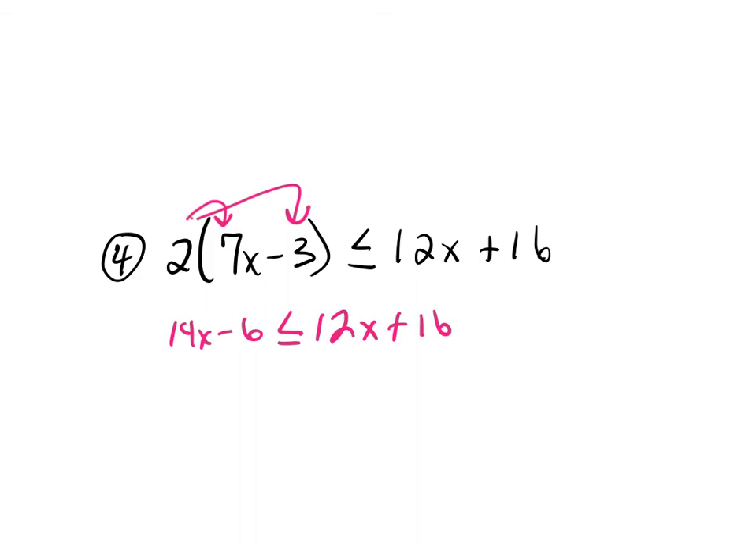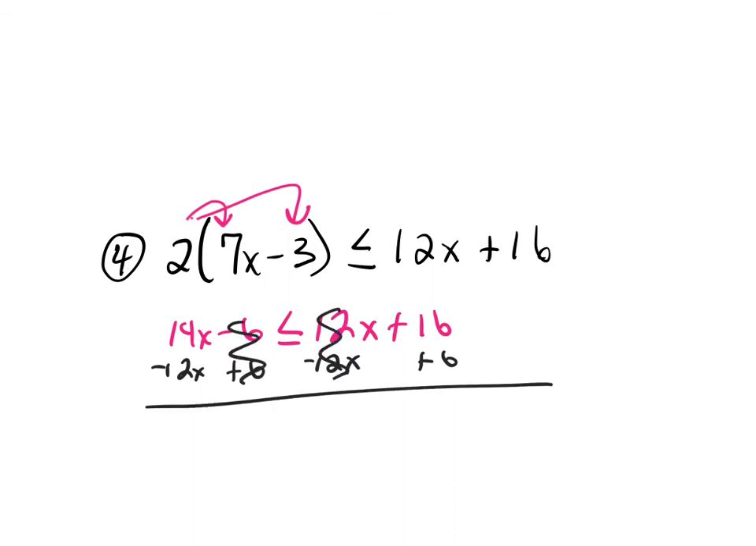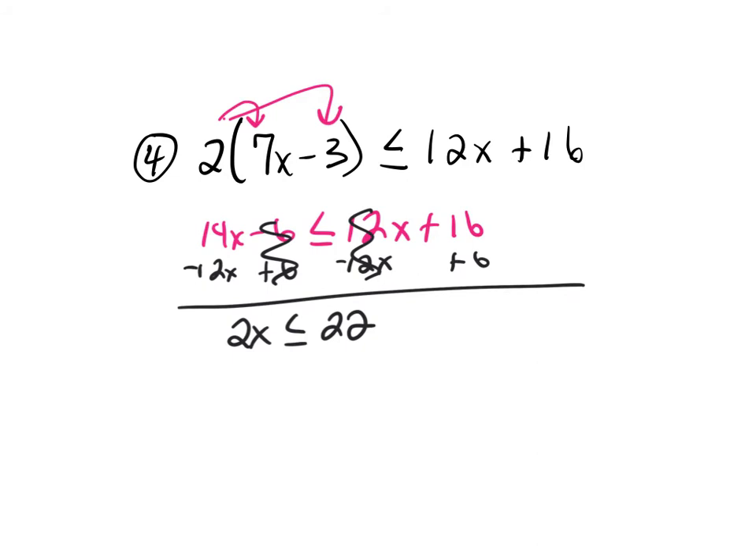Now we're going to get x's on one side and numbers on the other. I like to move x's to the left. So I'm going to subtract 12x, and then I'm going to add 6. You guys with me? I did 2 steps in one. So 14 minus 12 gives me 2. So 2x less than or equal to, what's 16 and 6? Perfect. And now to get x by itself, we do what? Divide both sides by 2. Good. So x is less than or equal to 11.